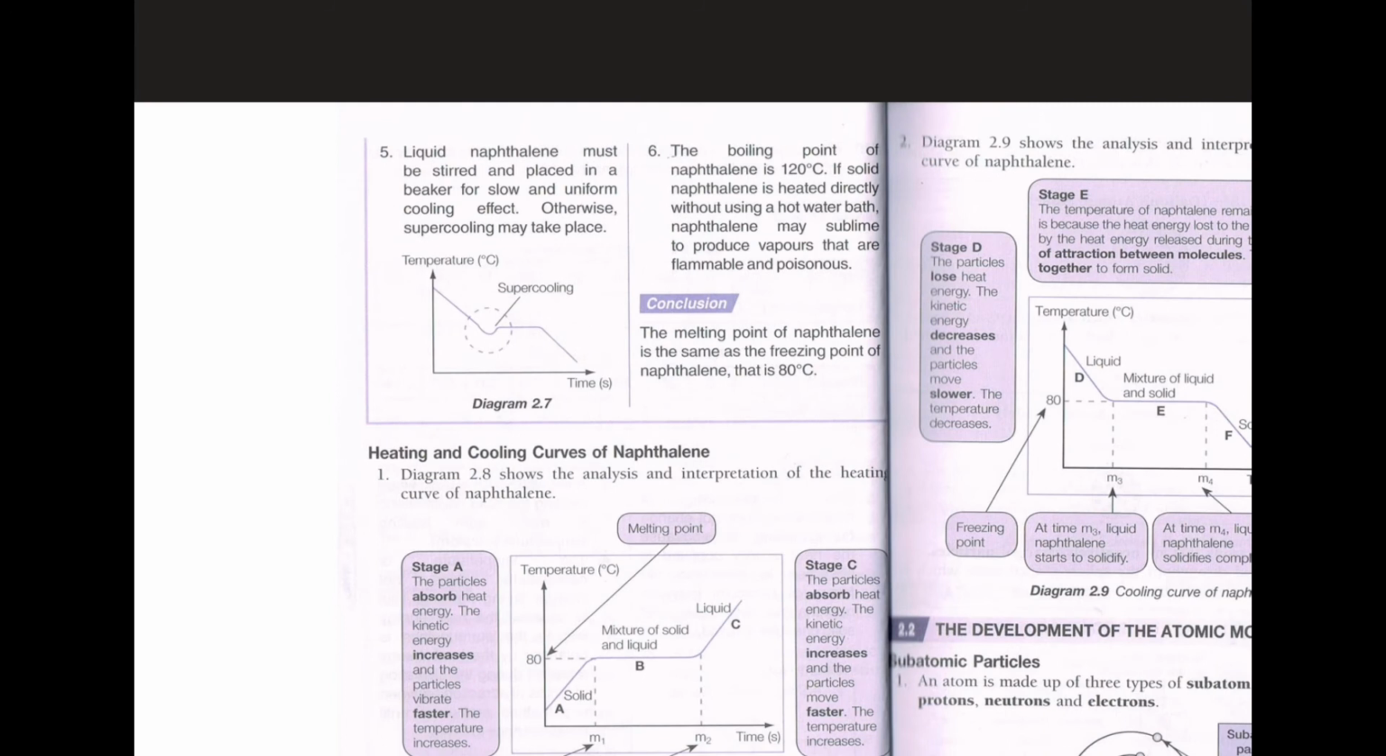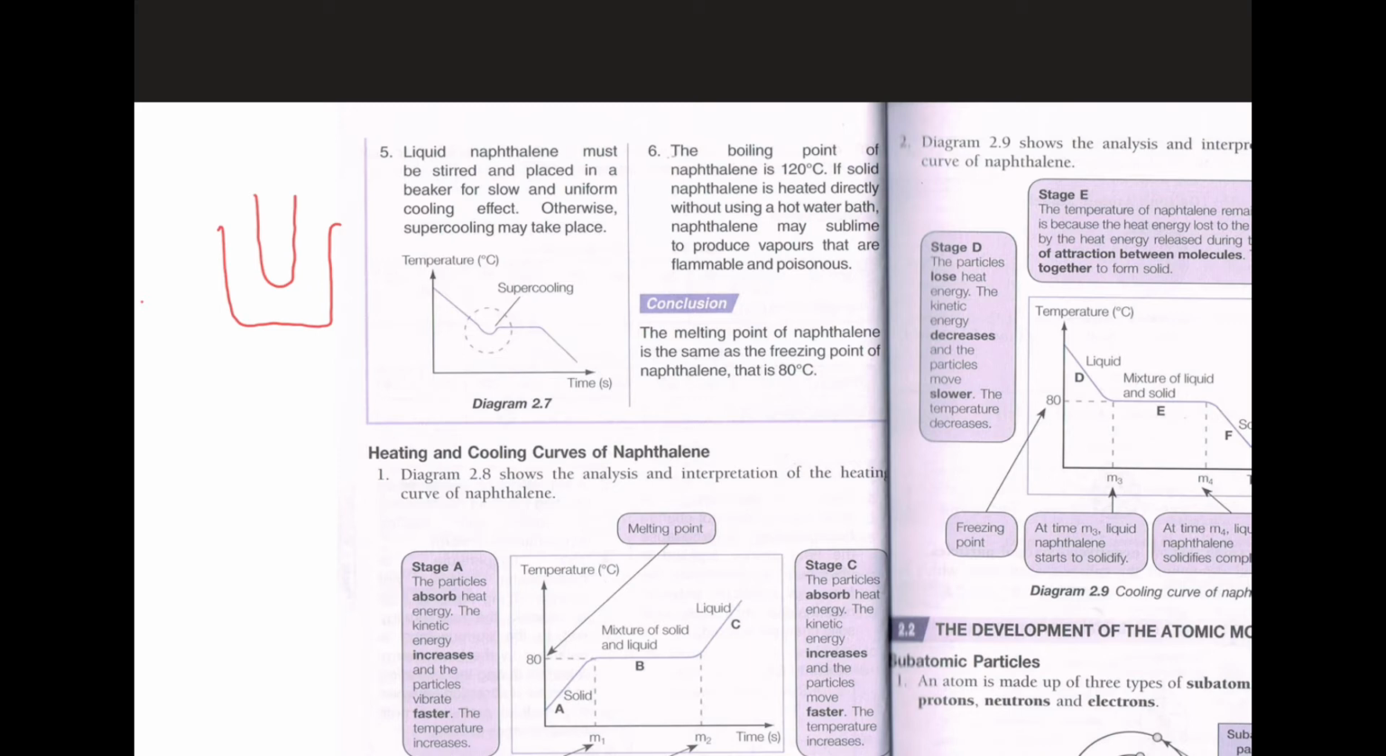Okay, number 5. Let's see. Liquid naphthalene must be stirred and placed in a beaker for slow and uniform cooling effect. Otherwise, supercooling may take place. So you put the naphthalene in a beaker. If you still remember just now, this is the boiling tube, and then you put them in a beaker, so as to let it cool down slowly. If you don't put it in a beaker, it will have a supercooling effect.